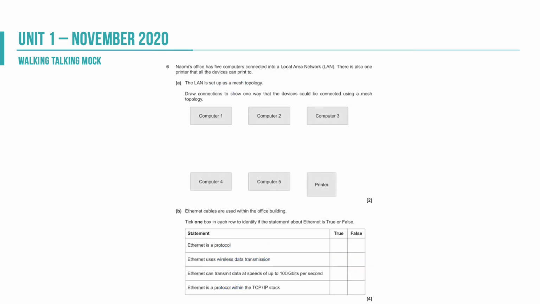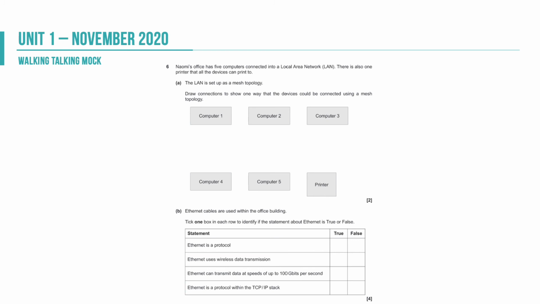Question 6, we're now approaching the end of this paper, and question 6 is a new topic. We need to set up our LAN within a mesh topology. Now, the mark scheme again is mildly controversial. You get 1 mark if all devices are connected to at least one other component. Now, if I were writing this paper, I'd not be giving a mark for that because that's not anywhere near a mesh network.